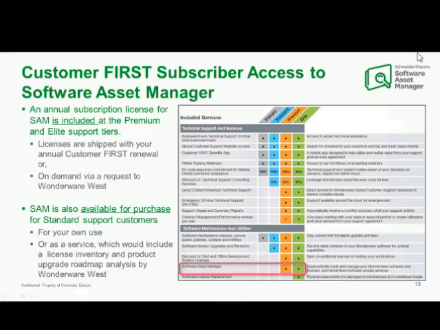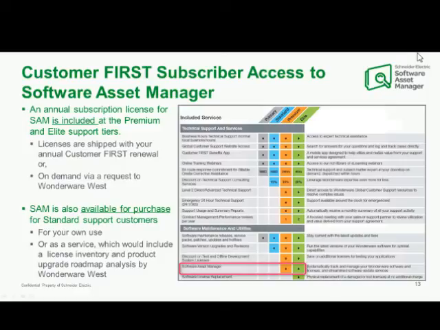Okay, so as I was mentioning, if you are a customer at the premium or elite level, SAM Software Asset Manager is one of your Customer First benefits, and you will be shipped your license at the time of your Customer First renewal, or we can ship to you on demand. You would basically process a request through Wonderware West. They would process an order in our system at no charge, and the license would be issued for you, and then you would have access to the download.